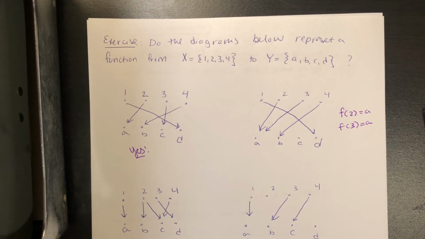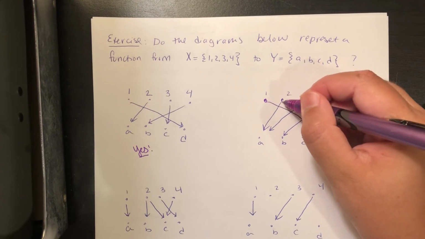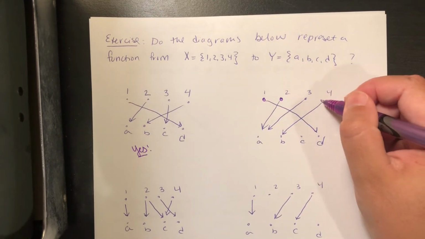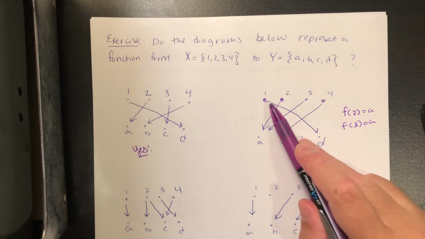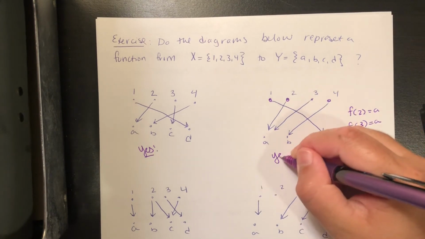That's okay. Right? The only problem would be if you had 2 different arrows coming out of 1, or 2 different arrows coming out of 2, or 3, or 4. But as long as each element of the domain has exactly 1 arrow coming out of it, you're fine. Right? It's going to be a function. So this is also going to be a yes.